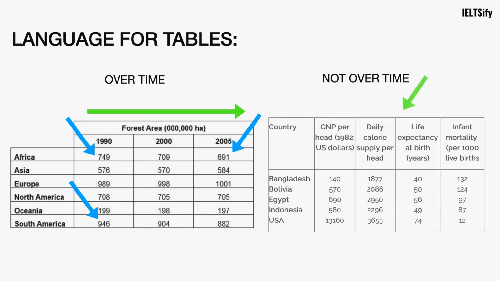However, this next table is not over time, so you can see there's no time frame. So with this table, you can't use the language of change, but you can obviously compare and contrast things using, for example, superlative adjectives. So for example, Bangladesh had the lowest GNP per head, while the USA had the highest.